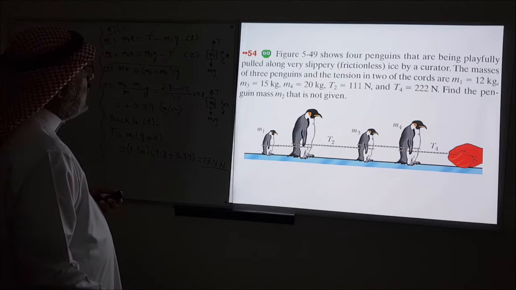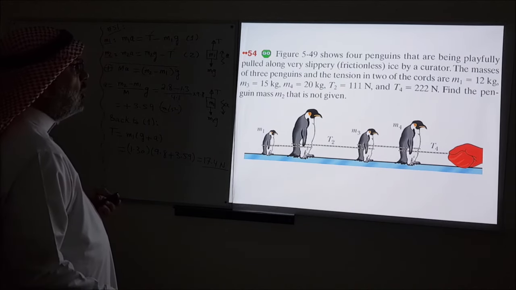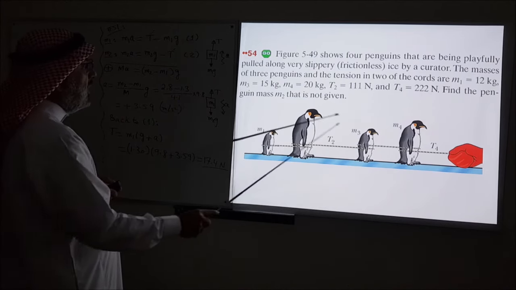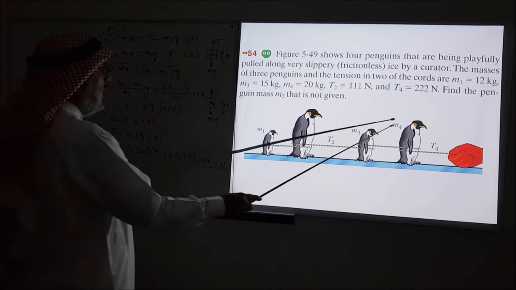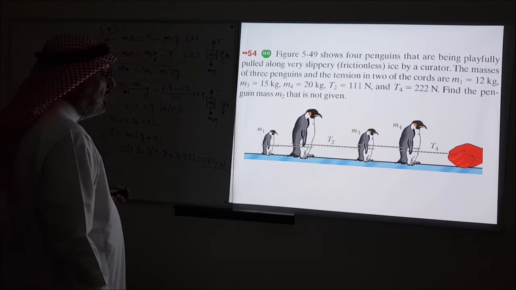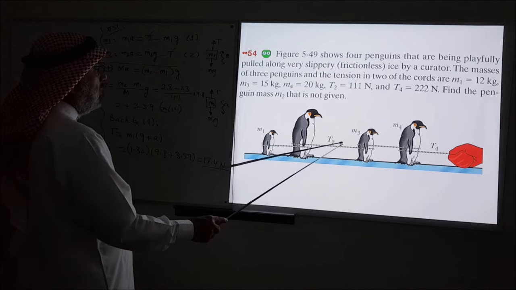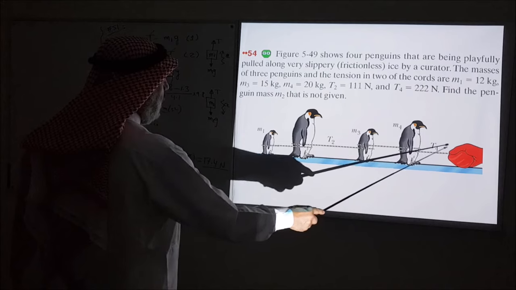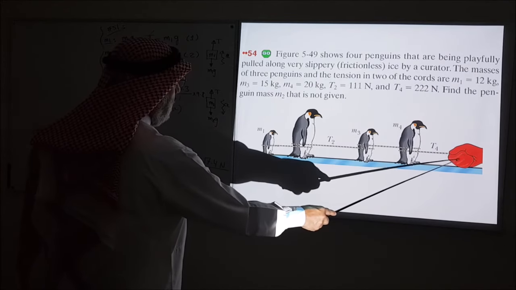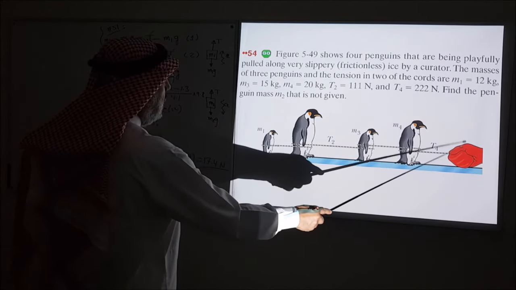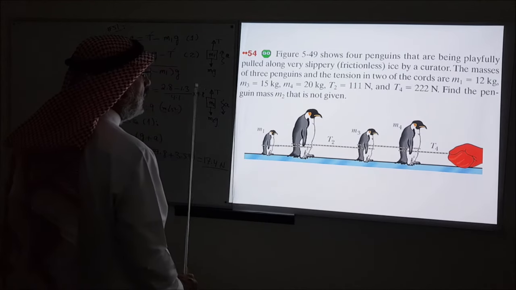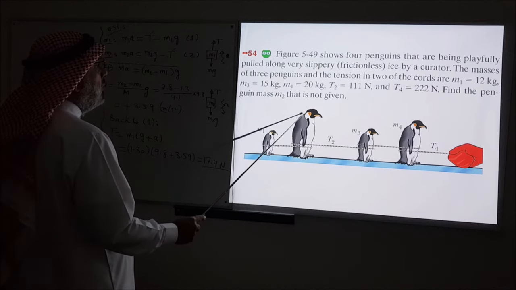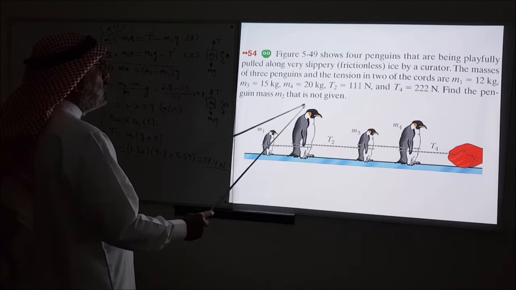The masses of three penguins and the tension in two of the cords are M1, 12 kilograms, M3, 15 kilograms, M4, 20 kilograms. The tension T2 in this cord is equal to 111 newtons. The tension T4, which is the external force by the external person, is 222 newtons. Find the penguin mass M2 that is not given. What is the mass of this penguin?